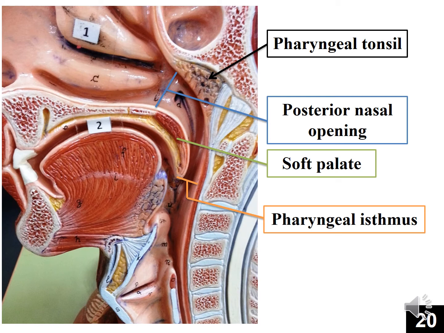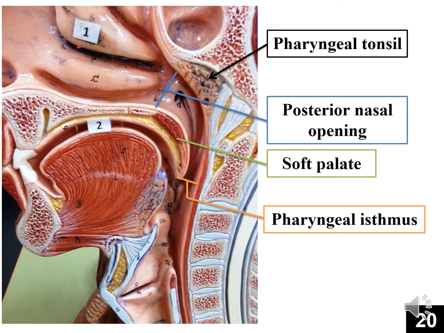Now inferiorly you can see, with the orange color arrow, the oropharyngeal isthmus, and this pharyngeal isthmus is the narrowest area in the nasal part of pharynx, or nasopharynx. Through it there is a connection with the oral part. Below it there is no nasal part, there will be the oral part of pharynx. So it connects the nasal part with the oral part of pharynx.